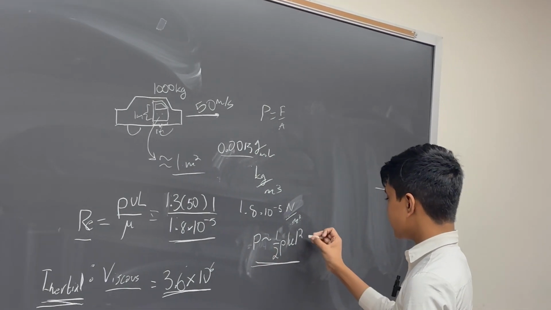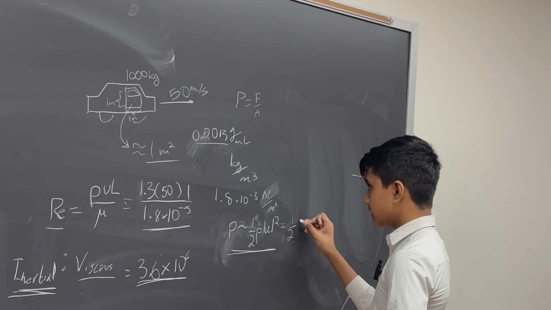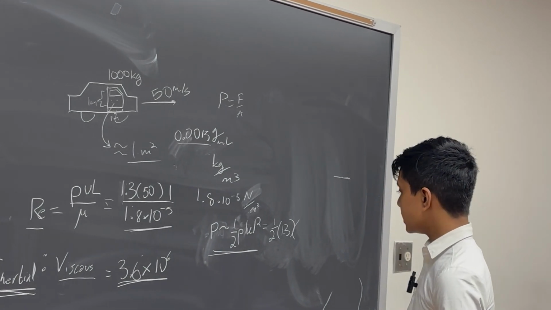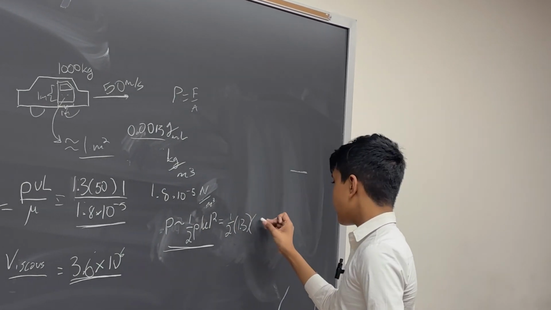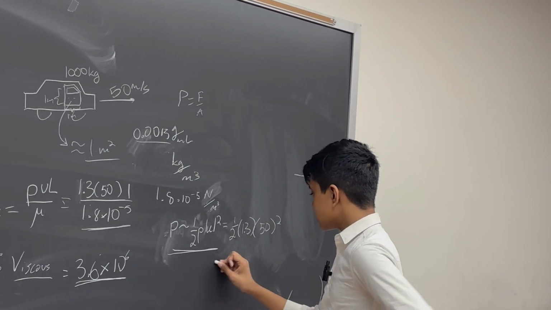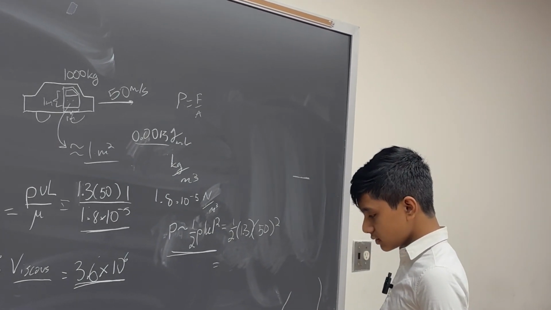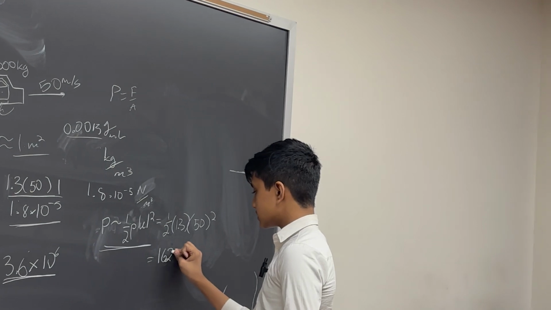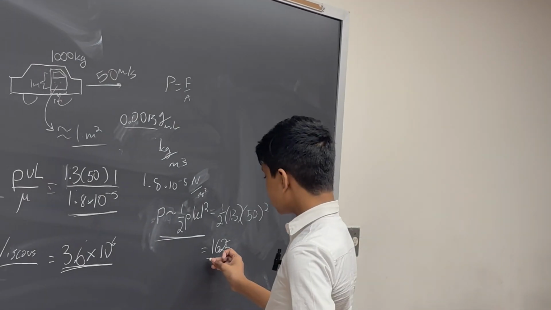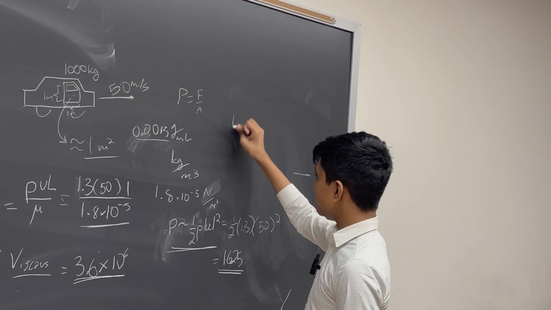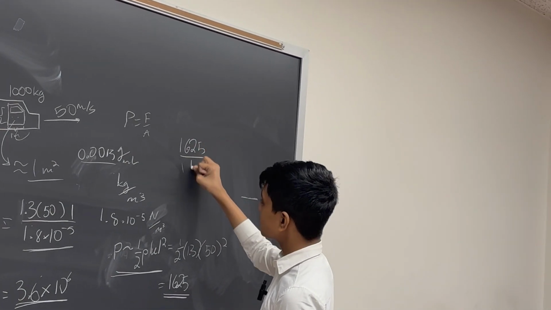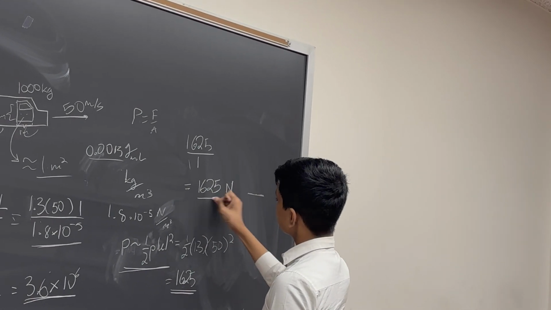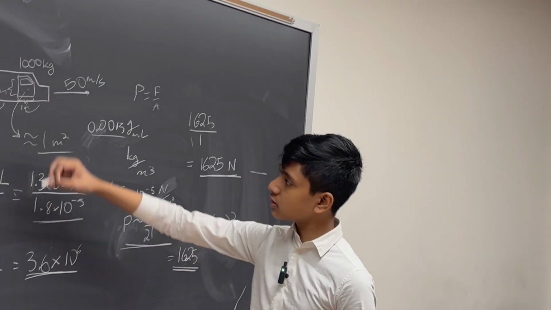So all you have to do is plug this in and get, in our example, the density of air is 1.3 kilograms per cubic meter, and the velocity squared is 50 squared, which gives us 1.3 times 1250, which is just 1625. Now just divide this by the area and you get a representation. This is approximately the force on the car door.